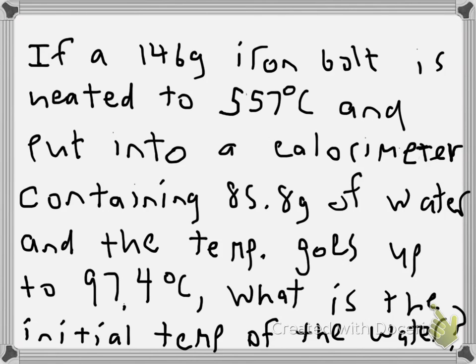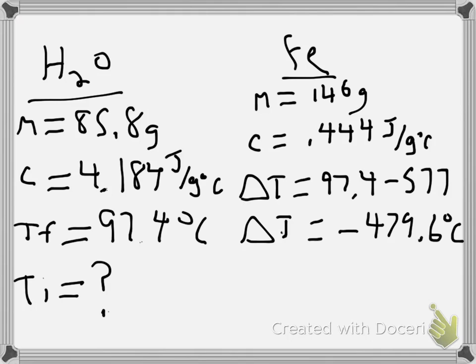It's a long problem. If a 146 gram iron bolt is heated to 557 degrees Celsius and put into a calorimeter containing 85.8 grams of water and the temperature goes up to 97.4 degrees Celsius, what is the initial temp of the water? And so a good way to set this up is to make a variable list for each element so that everything's nice and organized. So you see I have the M, C, and TF of H2O because the question's asking for the TI of H2O, and I have the MC and delta T of iron.